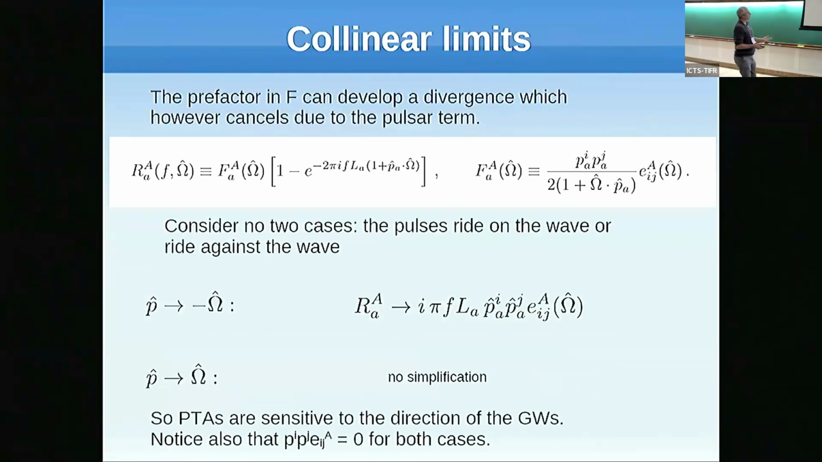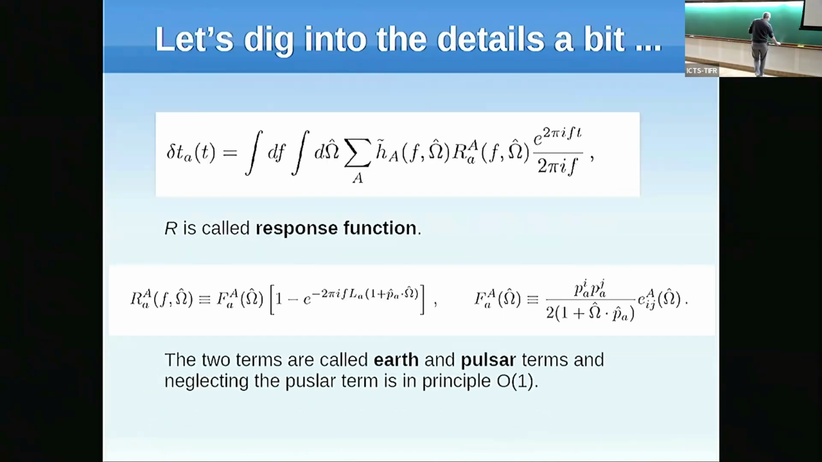Okay, so what happens is relatively simple. This guy will be small, but also this guy will be small, right? And if this guy is small, you can just expand this exponential function. Then it's 1 minus 2 pi a blah, blah, blah, blah. The 1 will kill this guy, right? And then you can cancel this function against this prefactor. Right? So in the limit where p goes to minus omega, the response function actually becomes L times the projection on the polarization tensor, which means that the response function becomes linear in the distance between the pulsar and the Earth.